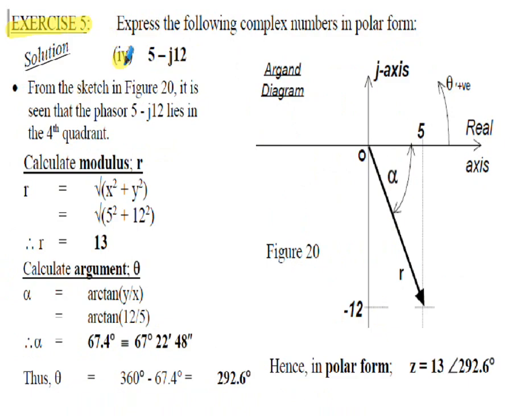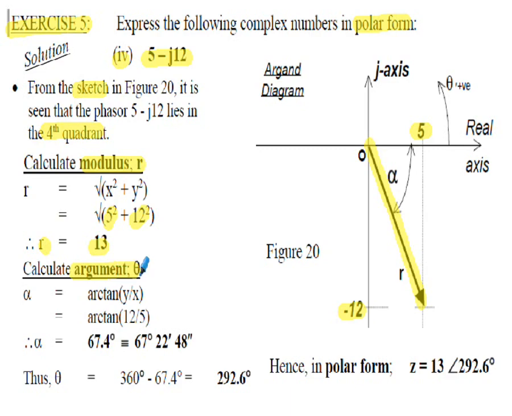Exercise 5, part 4, we're given the complex number 5 minus j12, Cartesian form, and we're going to convert to polar form. First of all, we sketch the complex number on the Argand diagram, so that's 5 on the real axis this time, and negative 12 on the imaginary, so our complex number resides in the fourth quadrant in this particular case. To work out the modulus r, it's Pythagoras theorem, gives us 13 for the value of r.